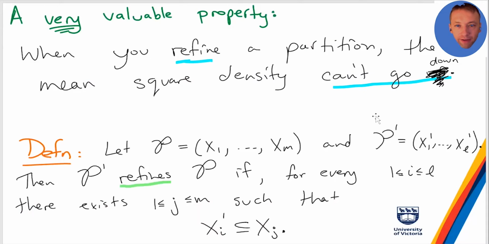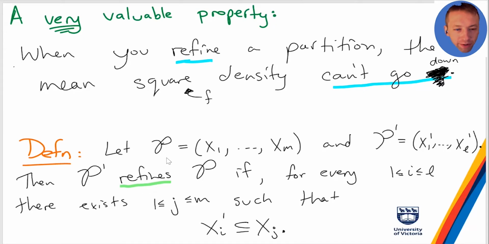So here's a very valuable property which we're going to derive: if you refine a partition, this mean square density, which is the f value, can't go down. That's going to be useful, because at any point, if we want to take what we've got so far and refine it a bit, we can do that without harming the f value. So you can refine in arbitrary ways, and f of the partition doesn't go down.